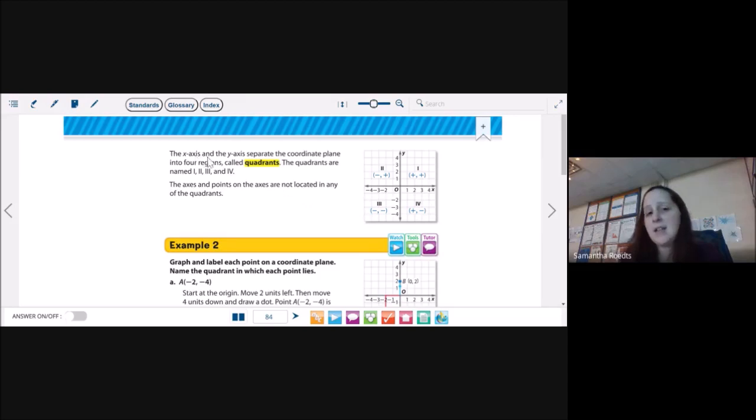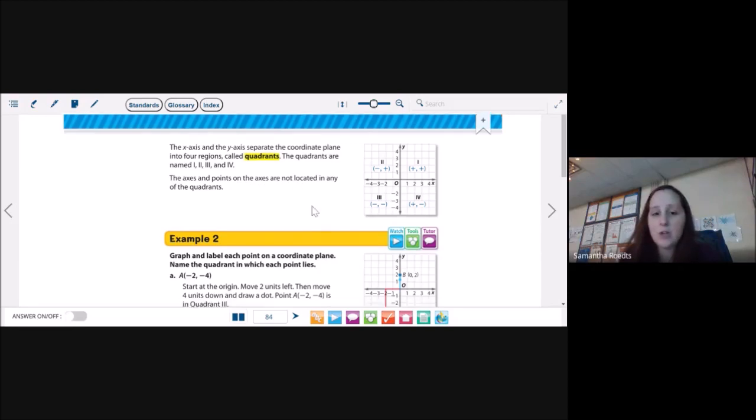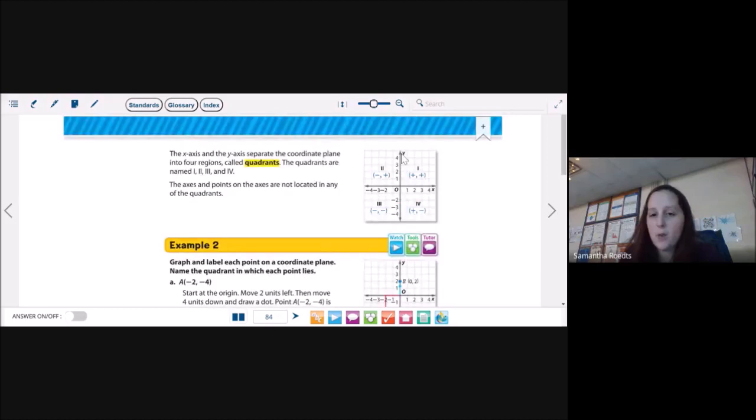Okay, the x-axis and the y-axis separate the coordinate plane into 4 regions called quadrants. The quadrants are named 1, 2, 3, and 4. They're Roman numerals. So I have 1 where both are positive, 2 where I have negative, positive, 3 where they're both negative, and 4 where the x values are positive and the y values are negative. The axes and points on the axes are not located in any of the quadrants. So anything that's on this line, the y-axis or the x-axis, is not in one of the quadrants.